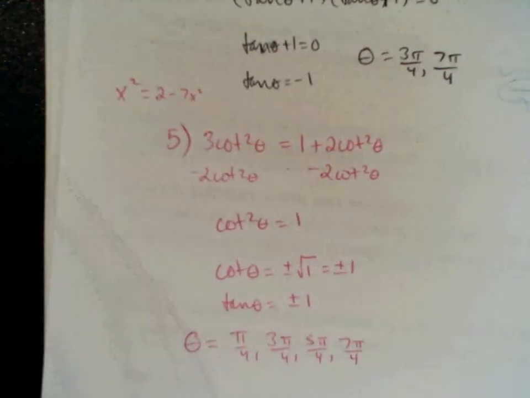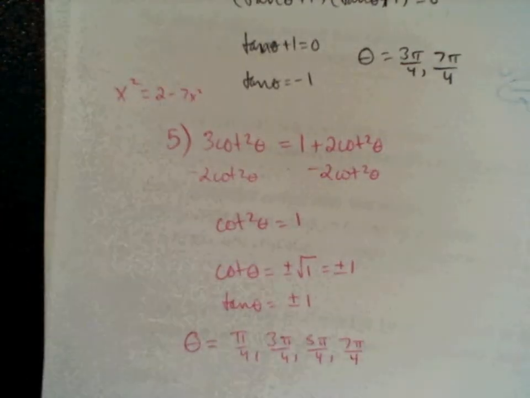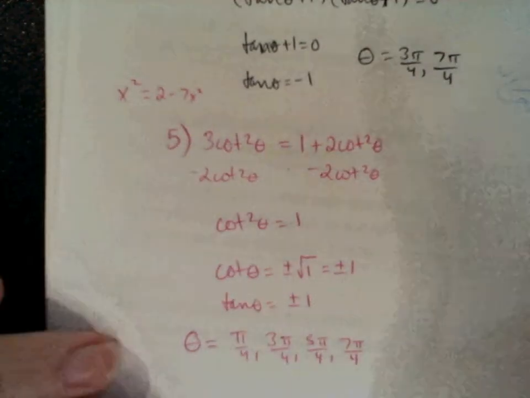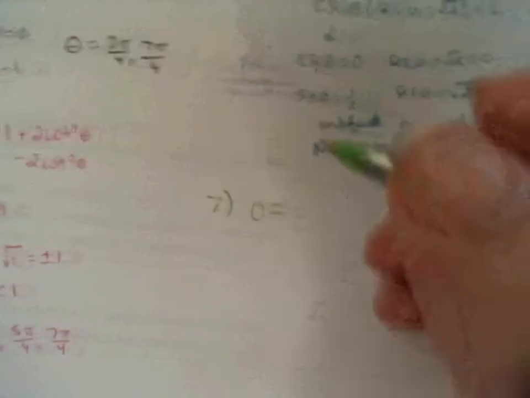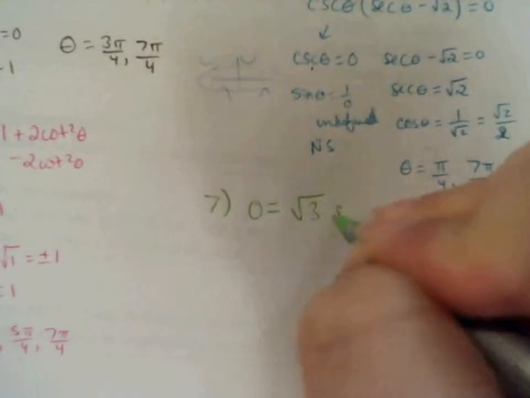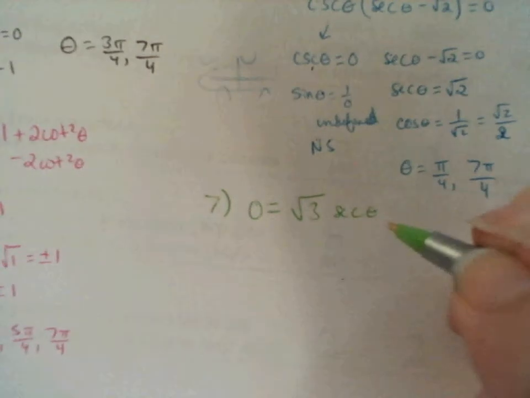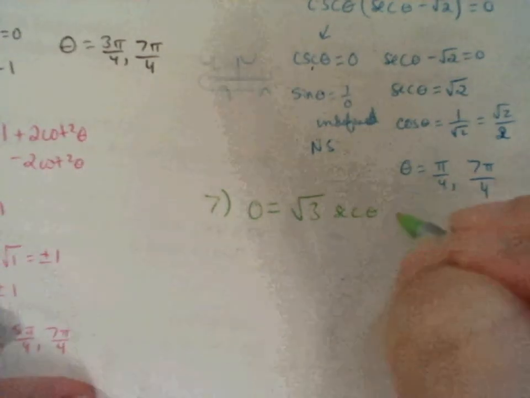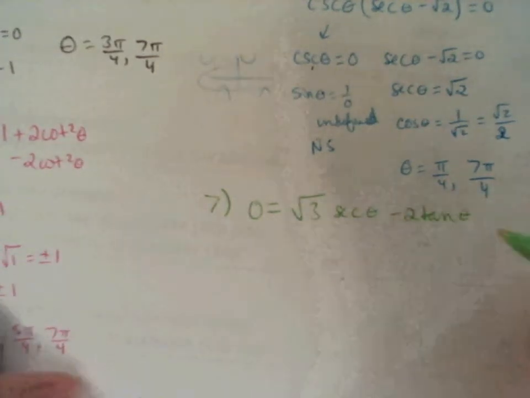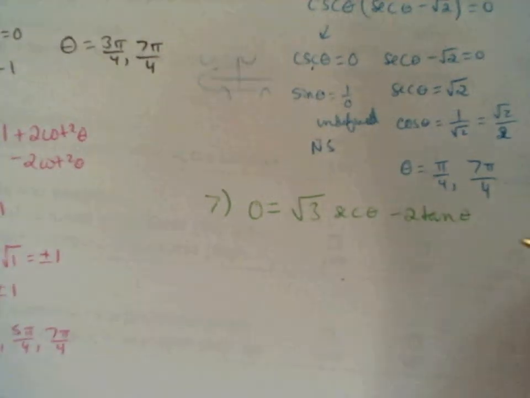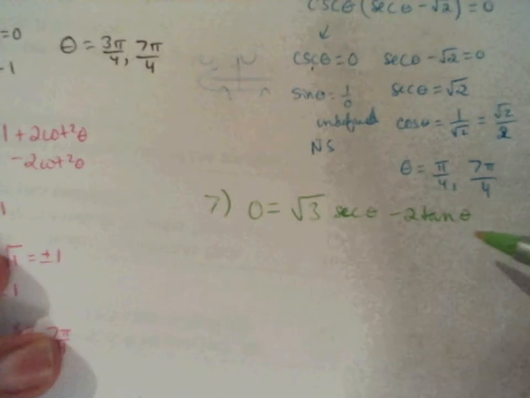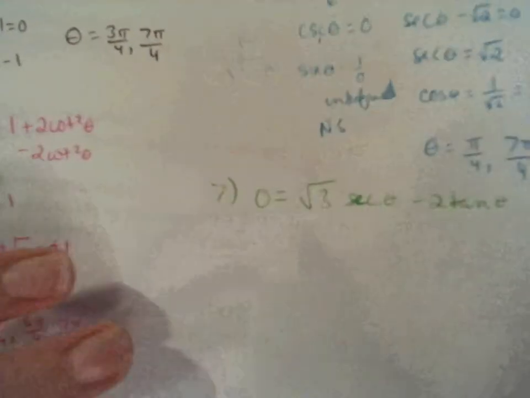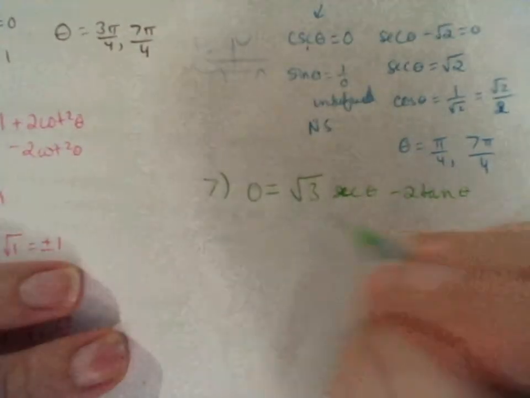Okay, let's go to number 7. So number 7 says 0 equals the square root of 3 times secant of theta minus 2 tangent of theta. Okay, so this isn't an obvious situation, and it's not similar to any of these right off the bat, but what I'm thinking is tangent is sine over cosine, right? So I'm gonna play with that for a second.